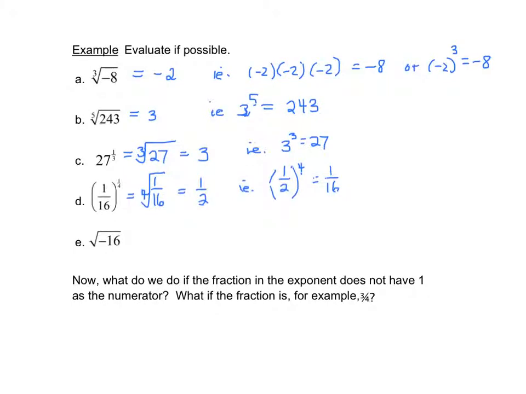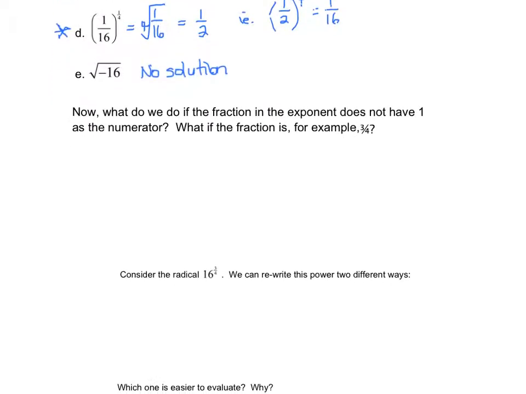Okay. Last one, the square root of -16. There's no number that I could multiply by itself that's going to give me -16 as an answer. So this one has no solution. You can't take the square root of a negative number. Now, what do we do if the fraction in the exponent does not have a 1 as the numerator? Notice in the previous examples with rational exponents, in both cases, the numerator in the fraction was a 1. It's a little bit different if the value is not a 1.